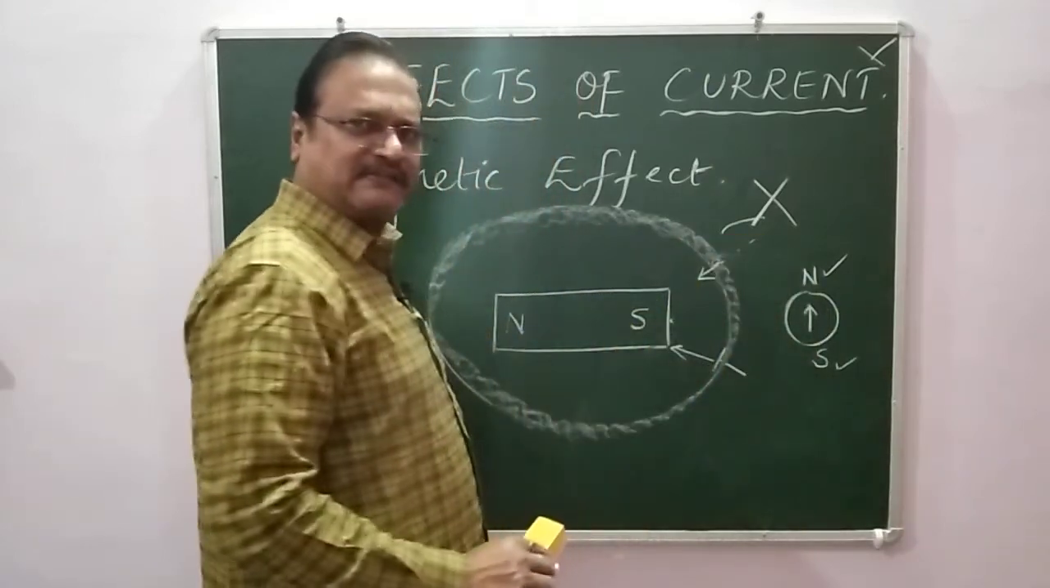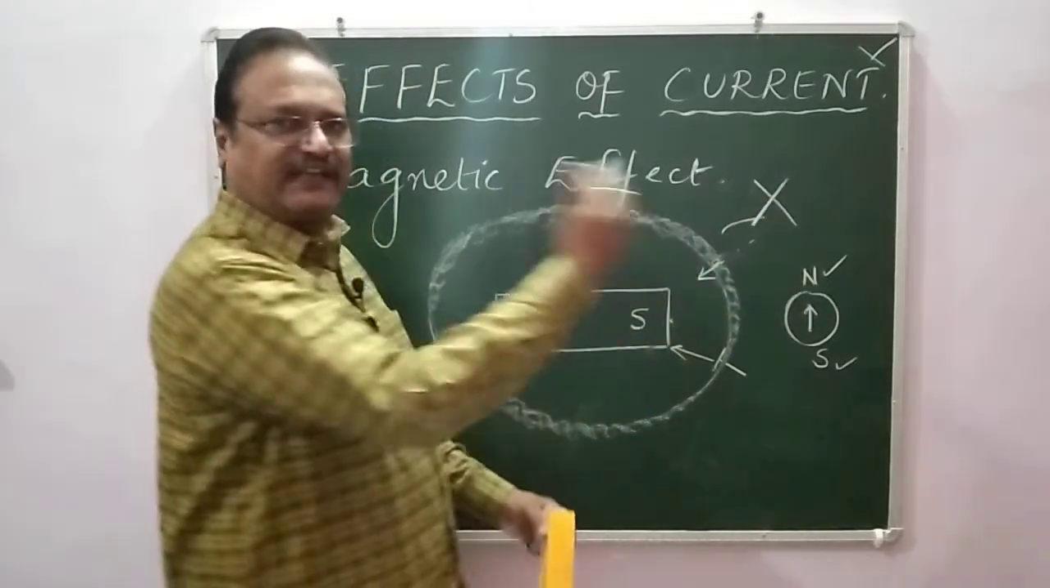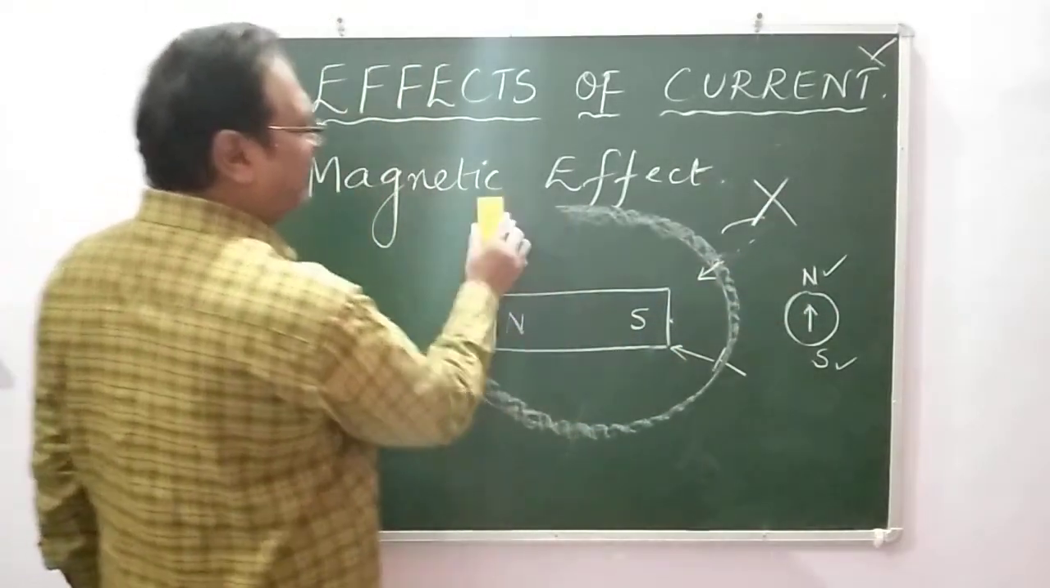I got a magnetic compass. It shows north pole, south pole. When I change it, it will turn here and there, deflect. Now what happened?